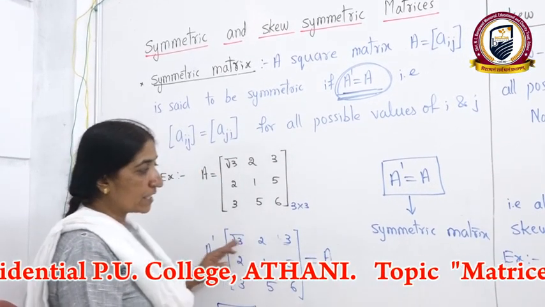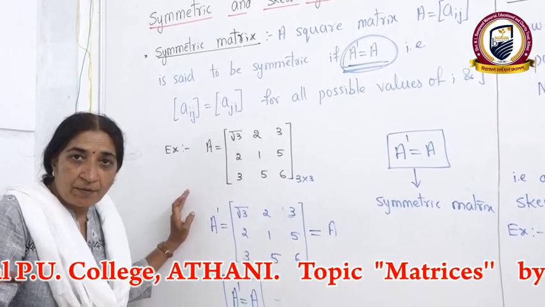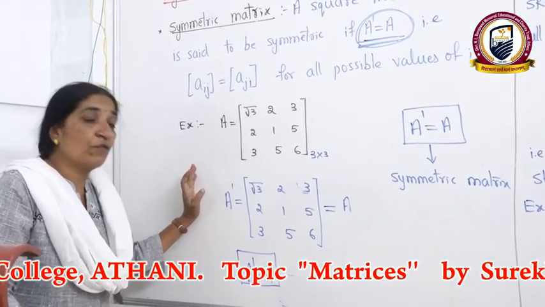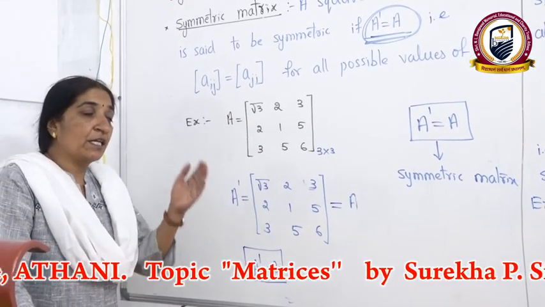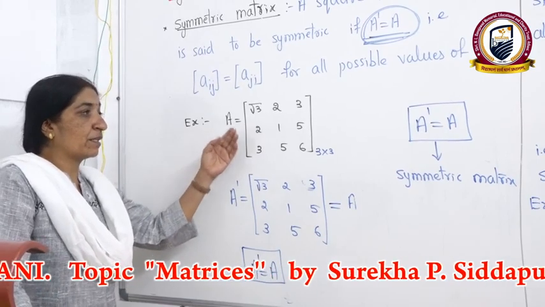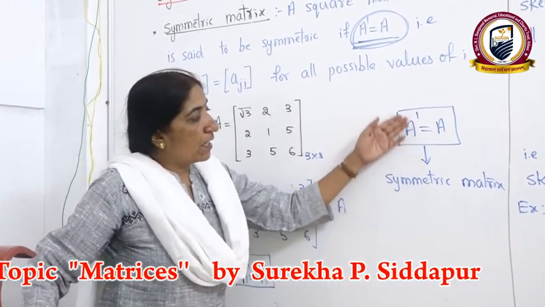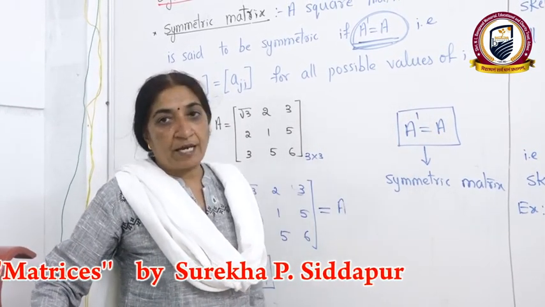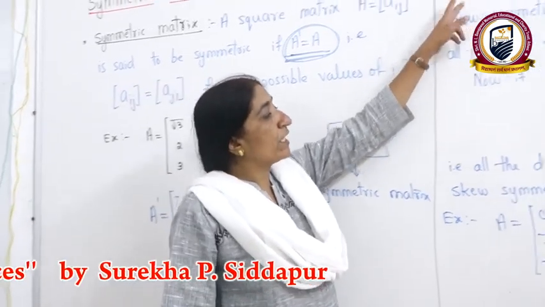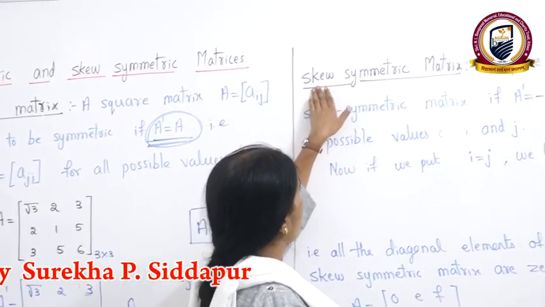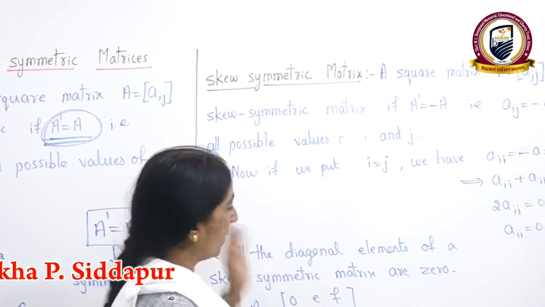See students, now is it clear? Then tell me, what is a symmetric matrix? Yes, it is nothing but when you write the transpose, it is again equal to the given matrix. That is nothing but A transpose is equal to A. Now we are moving to the next very important definition, the skew symmetric matrix.